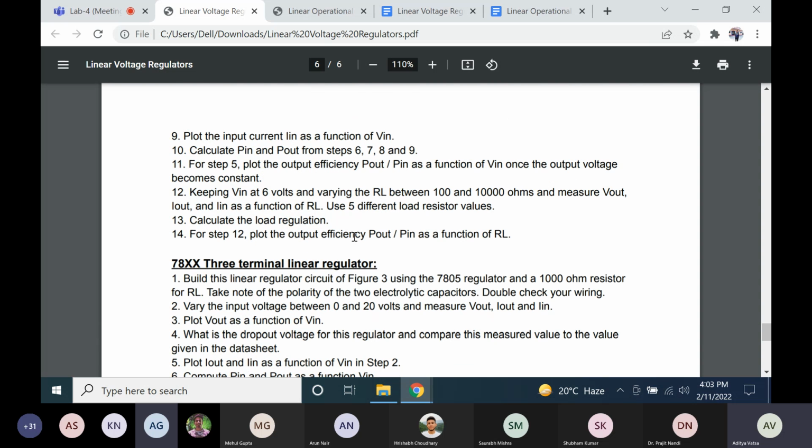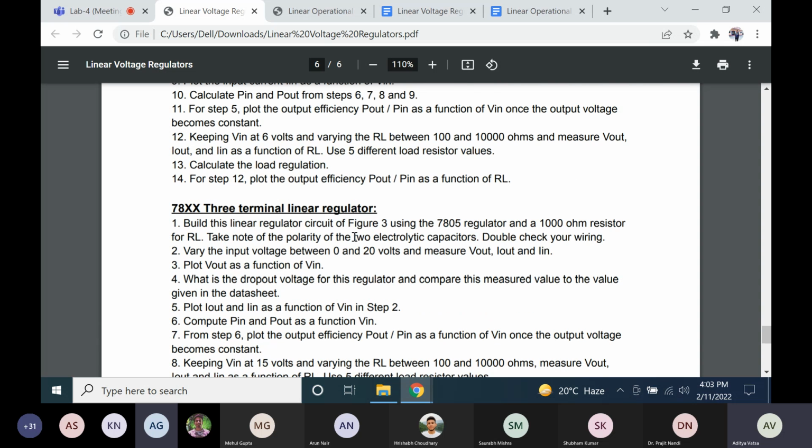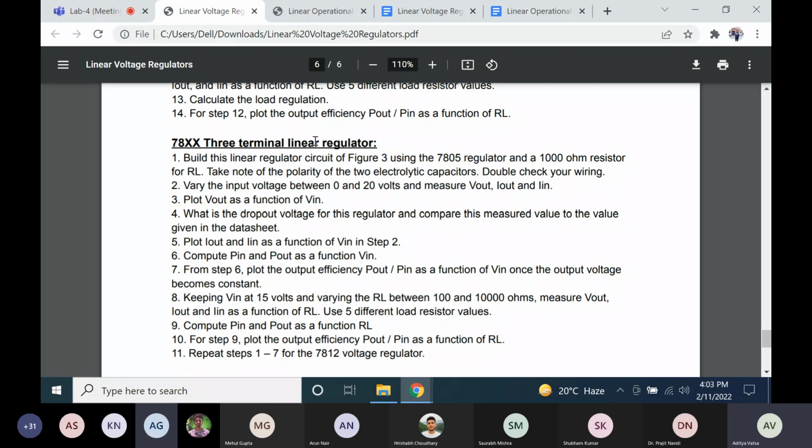Here also is a repeat of the same thing for a different simulation for a different circuit. Build the linear regulator for figure 3 using 7805. You will get this IC in LTSpice. You can also search for it in Multisim, and use a 1k ohm resistor. Take note of the polarity. Vary the input voltage from 0 to 20 volts.